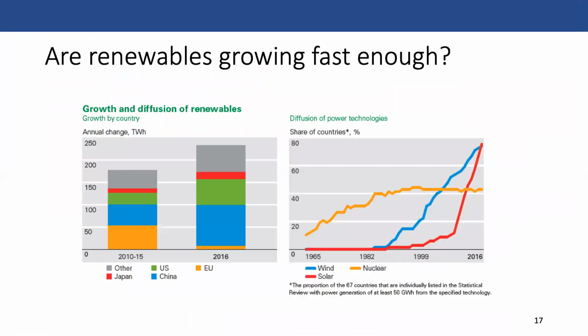Yeah, and so again, this underscores this idea about whether or not renewables are growing fast enough. When we look at the growth of any of the technologies, by far the ones that are growing the most over the last couple decades are renewables. And so the annual change in terms of amount of energy worldwide, you can see here. And the diffusion of the renewable power technologies by share percentage worldwide can be seen here as well.